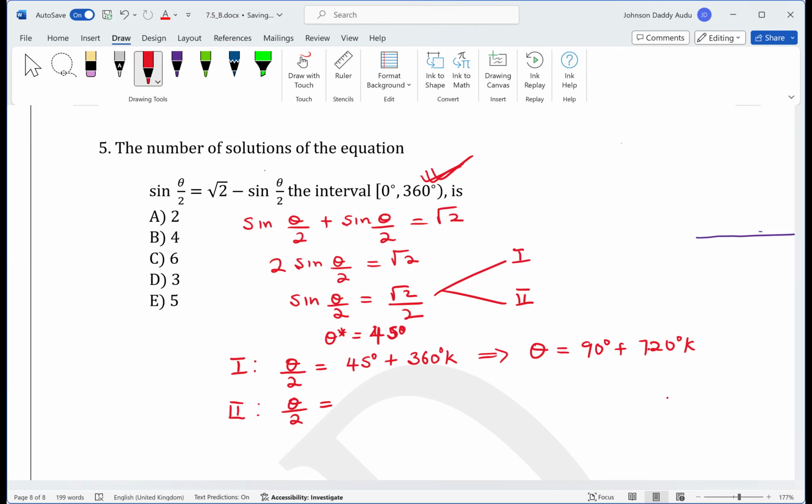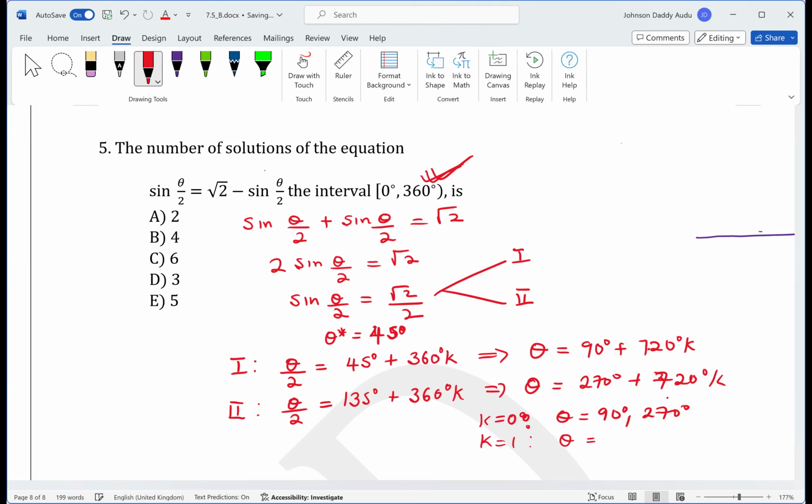And if we are in the second quadrant, theta over 2 is going to be what? It's going to be 135 plus 360k. And this means that theta is just going to be 270 plus 720k. Now, since you are interested in between 0 and 360, we take k to be 0. If k is 0, we will have theta to be 90 degrees and 270 degrees.